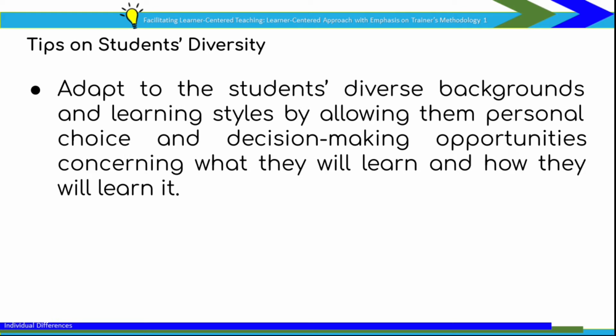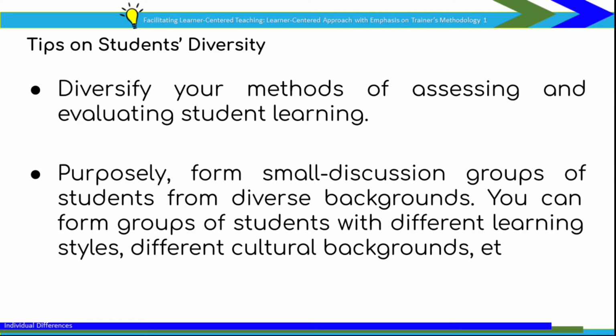7. Adapt to the students' diverse backgrounds and learning styles by allowing them personal choice and decision-making opportunities concerning what they will learn and how they will learn it. 8. Diversify your methods of assessing and evaluating students' learning. 9. Purposely form small discussion groups of students from diverse backgrounds. You can form groups of students with different learning styles, different cultural backgrounds, etc.